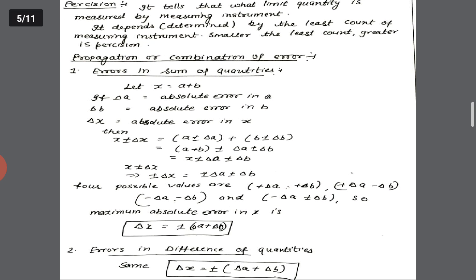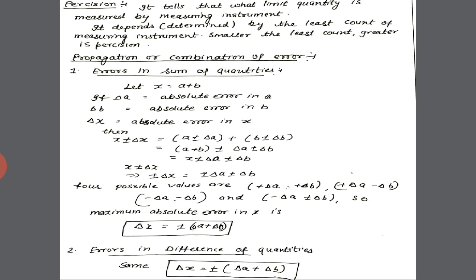Precision is the next term. It tells to what limit a quantity is measured by the measuring instrument. Precise value is the smallest value that can be measured. It depends on the least count of the measuring instrument. The smaller the least count, the greater is the precision. Okay, propagation or combination of errors.